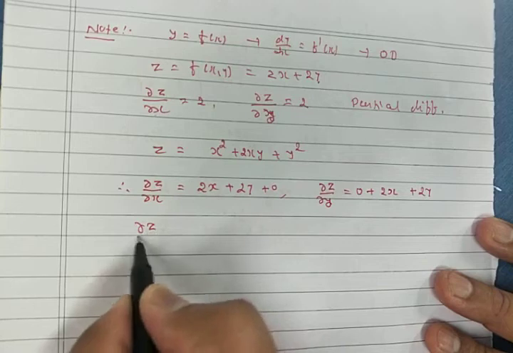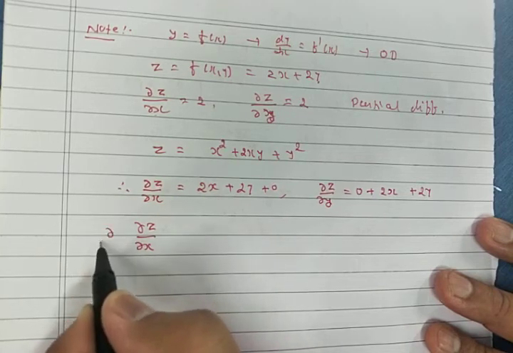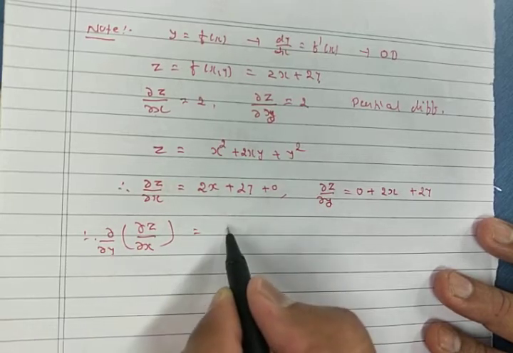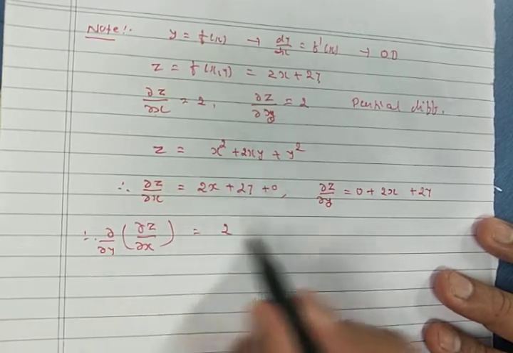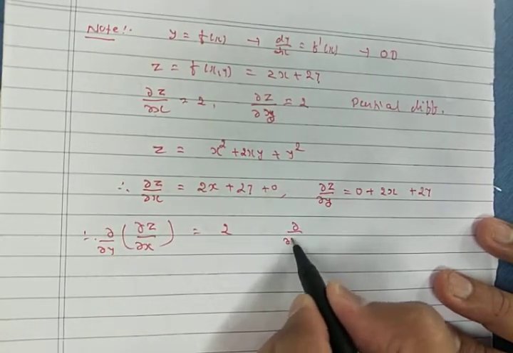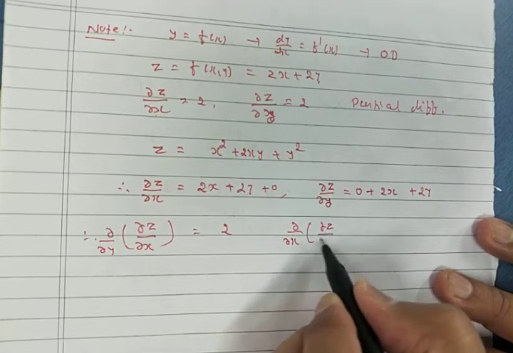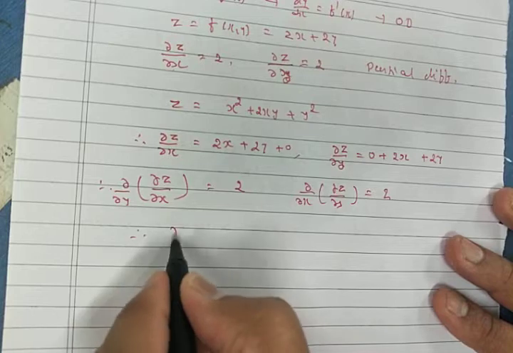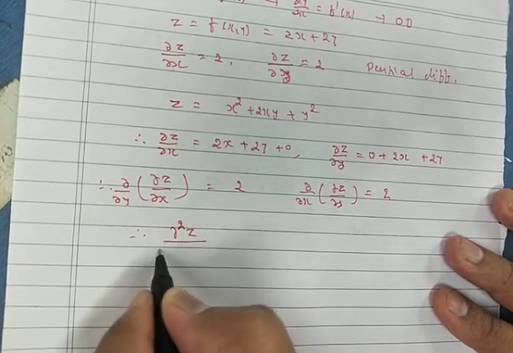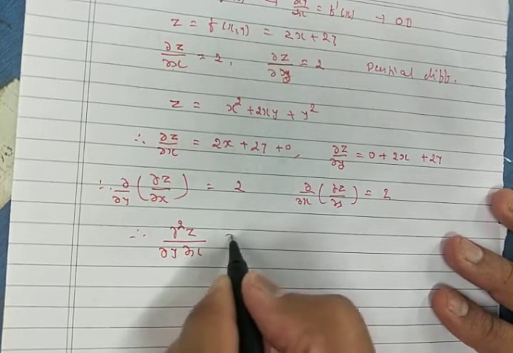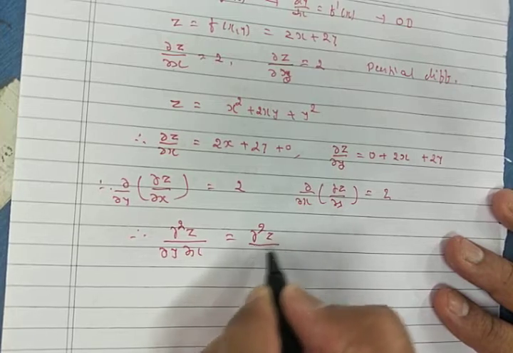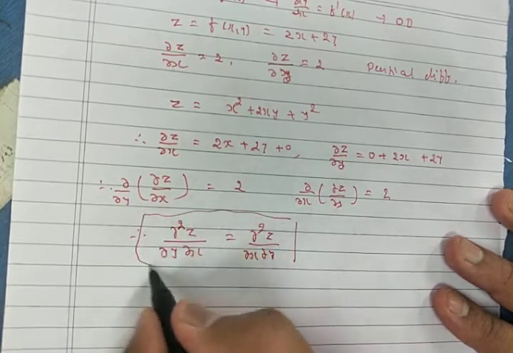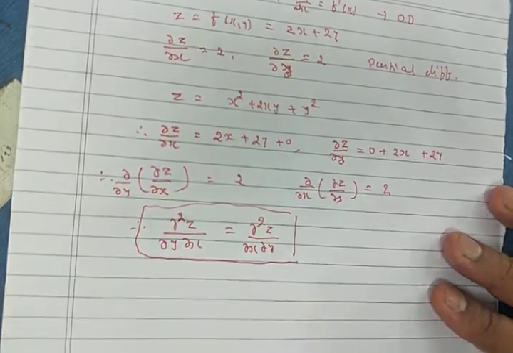Now del z by del x is given, differentiate with respect to y. It will be 2. And differentiate with respect to x, del z by del y. That also comes out 2. So del square z by del y del x is same as del square z by del x del y. This one is mixed partial differentiation.